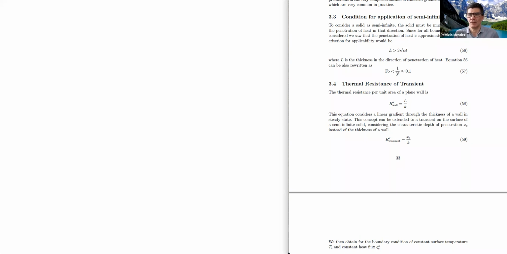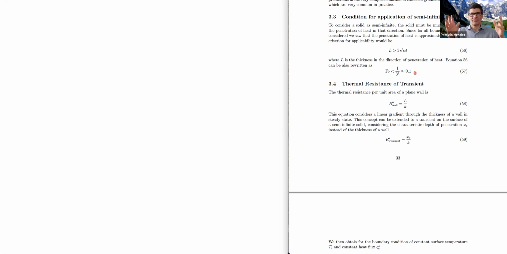So if the penetration of heat is 1.5 square root of alpha t, give or take, I'm going to give it twice that value. I'm going to say something has to be thicker than 3 square root of alpha t. This is an engineering approximation, but it happens to be pretty good. And if I write this in the form of the Fourier number, if you remember, it was alpha t over L squared, that would give us 1 over 3 squared, that is more or less 0.1.